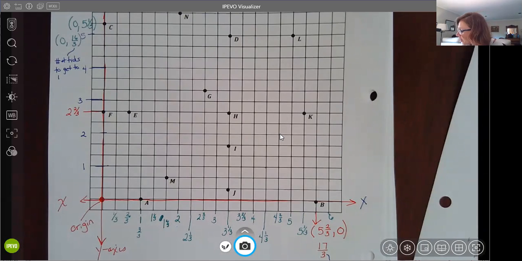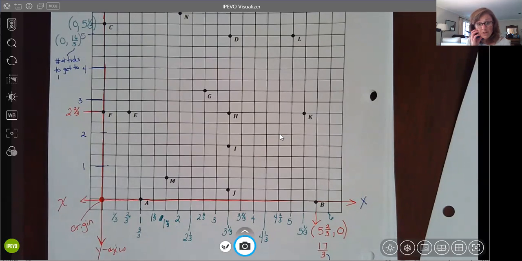Okay, why don't you take a pause and see if you can label the coordinates for K, I, B, and C. Pause the video and see if you can label the ordered pairs for K, I, B, and C. And then I'm going to do it right now.